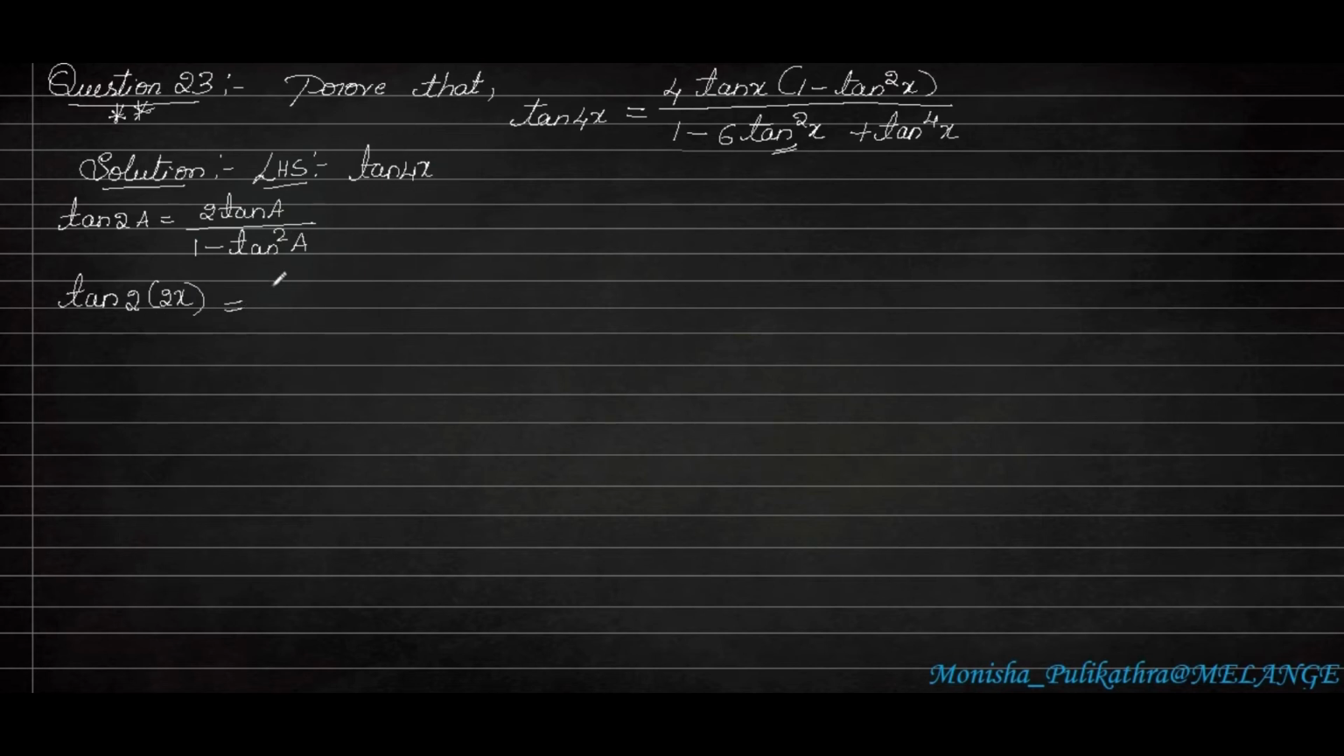So 2 into 2x, it will become 2 tan a is equal to 2x. So 2 tan 2a divided by 1 minus tan square a is equal to 2x. Okay, so this is the first step of doing it. Then it will become tan 4x. So tan 4x is equal to, so 2 tan 2x.